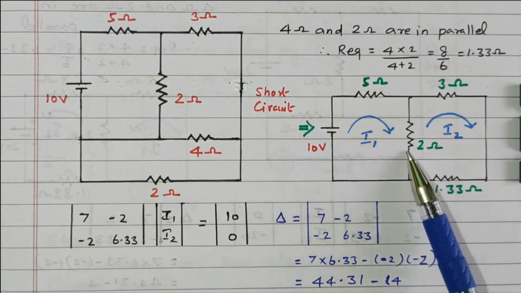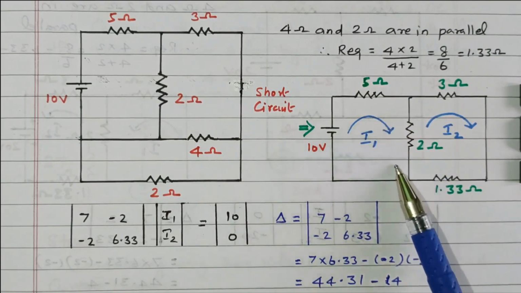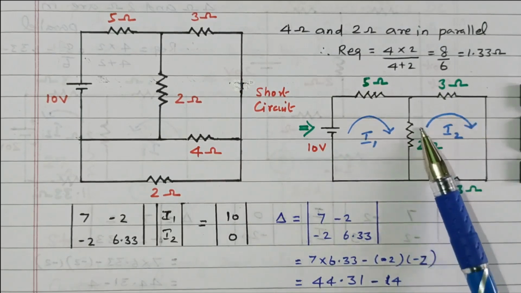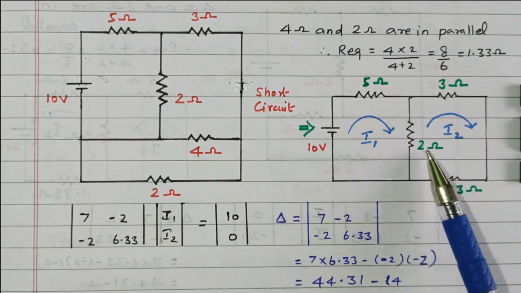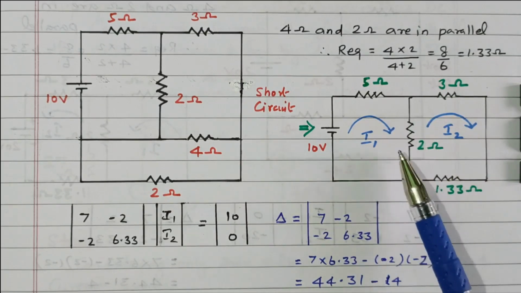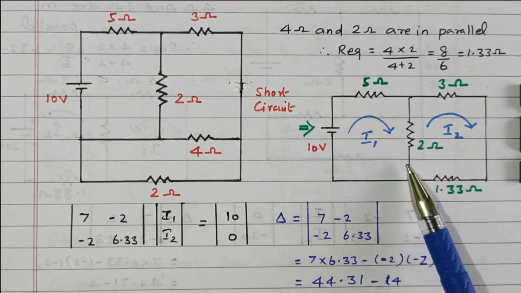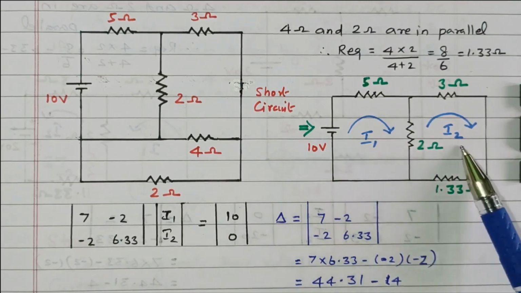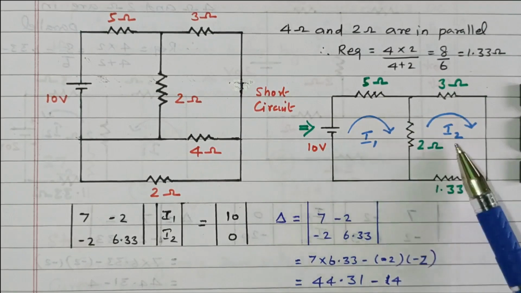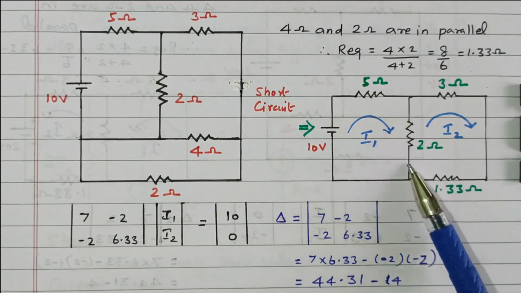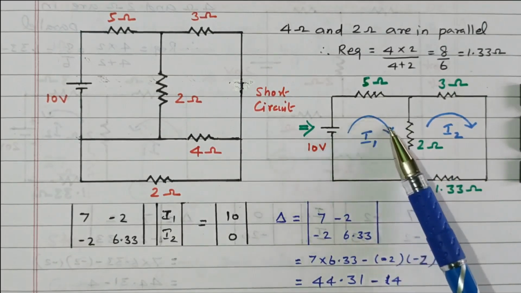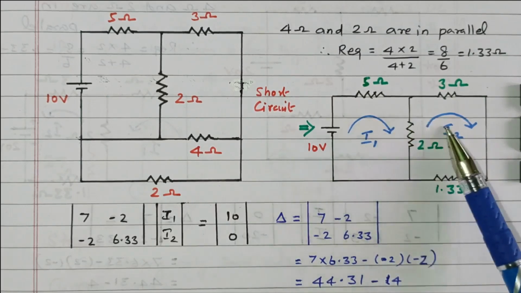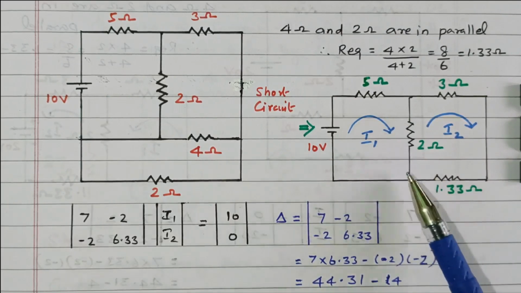So what is the current flowing through this 2 ohm resistor? I1 is flowing from top to bottom and I2 is flowing from bottom to top. Both are in opposite directions, so I1 minus I2 is the current flowing through the 2 ohm resistor. So we need to find the I1 value and I2 value. I1 is flowing downwards, I2 is flowing upwards, so the difference between these two is flowing through the 2 ohm resistor.